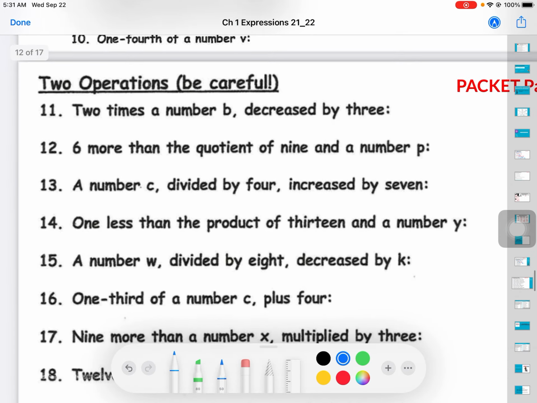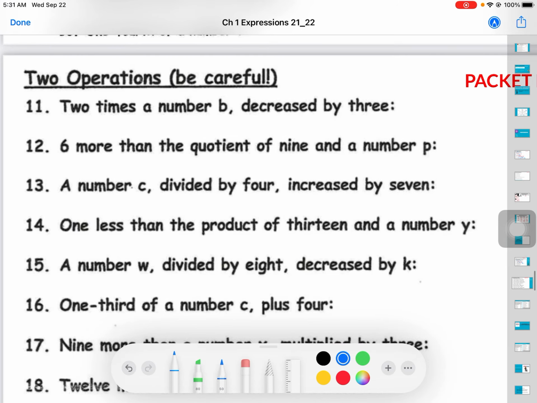Now we're going to move on to 2 operations. So we're going to see 2 types of operations within these problems, not just the single one. So now if we read, let's decode 2 times a number b, so they gave us the variable b to represent it, decreased by, so there's my other operation, which means b minus 3. So if I wanted to write that out, that'd be 2b minus 3.